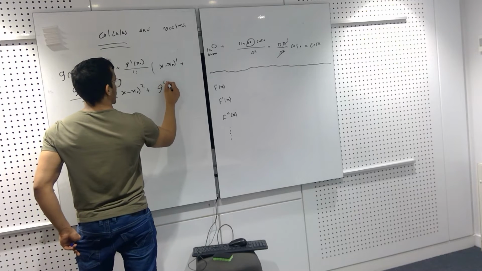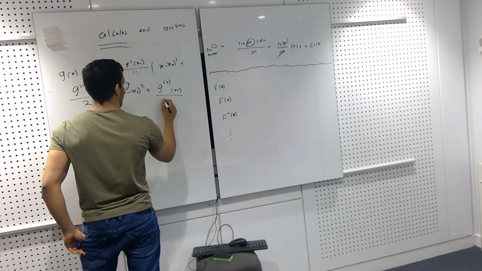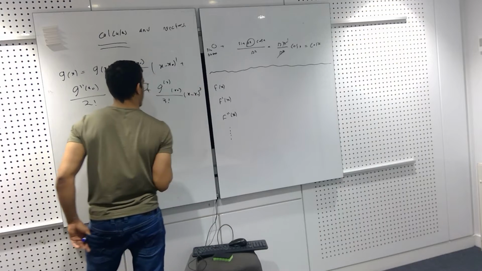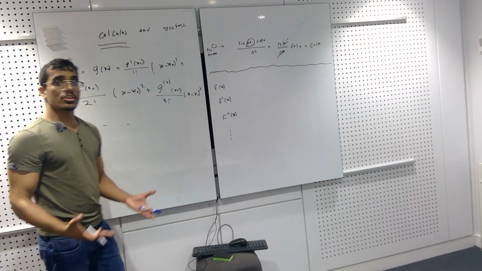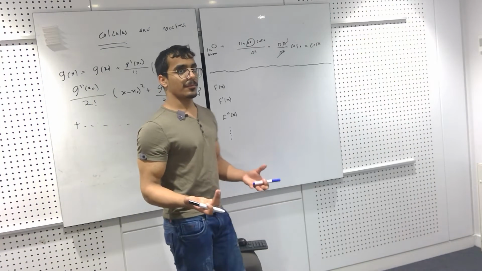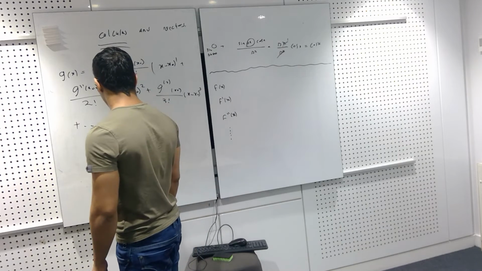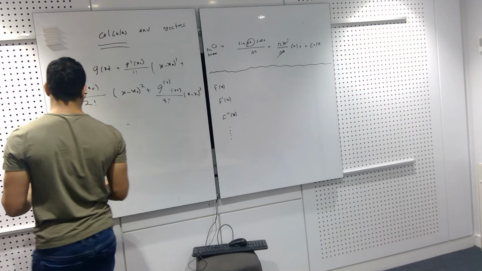g to the third, take the third derivative of the function at x naught divided by 3 factorial, times x minus x naught to the third, and the series goes on to infinity. So any function can be written as a sum of binomial functions. Where this comes into play, for example, you can write any function.